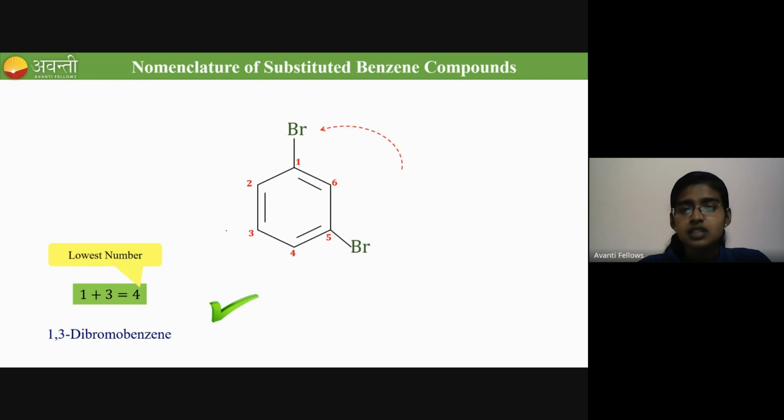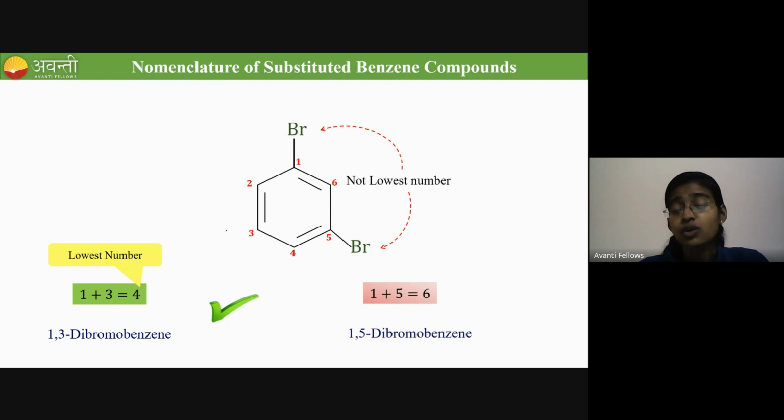So this numbering is wrong. Why is it wrong? Because we are having 1 plus 5 is 6. It is not following the locant rule. So 1,5-dibromobenzene is wrong. You should not number like this. It is not the lowest number. Okay.